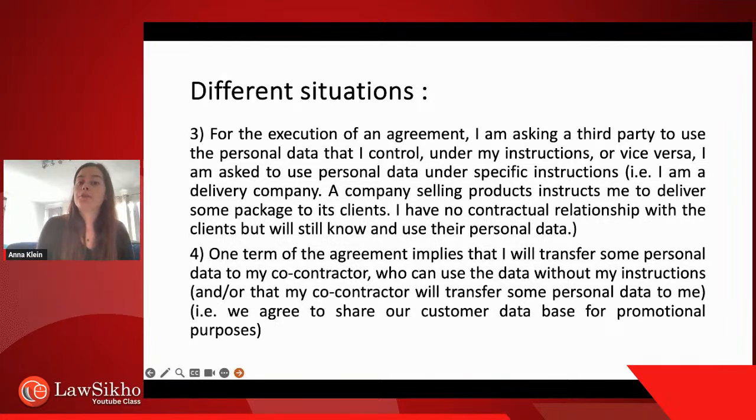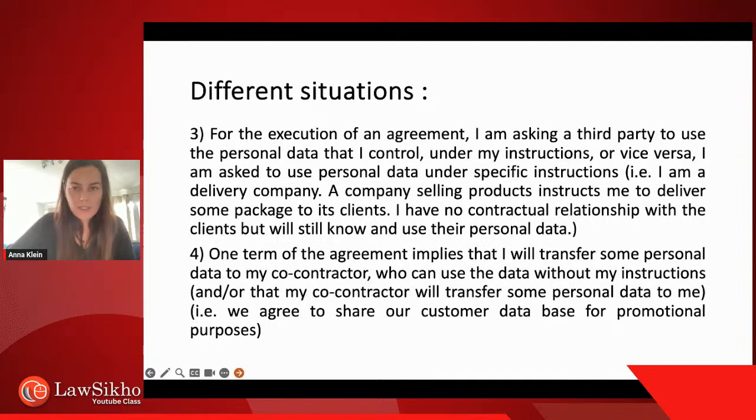So, for instance, for the delivery of products, let's say that there is one company that's again selling some products online. So this company selling the products is the only one that has a contractual relationship with the client. But then they don't want to do the delivery of products themselves. They want to ask a different company to do it for them. So the delivery company is totally outside this contractual relationship with the client, but yet they're going to receive the data regarding the client so that they deliver the product at the address.